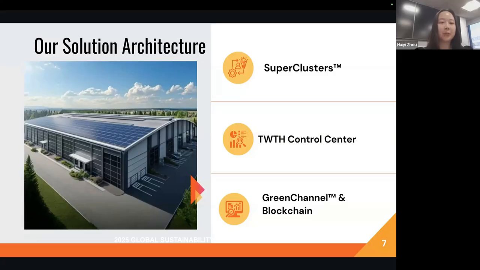TWTH Control Center is the brains. It validates AI signals, connects the factories, and manages certification and verifications, ensuring every participant and document is trusted. The Green Channel and blockchain are the hands and memory. Verified shipments move through low-carbon routes, with carbon and other records shared securely in our private blockchain.